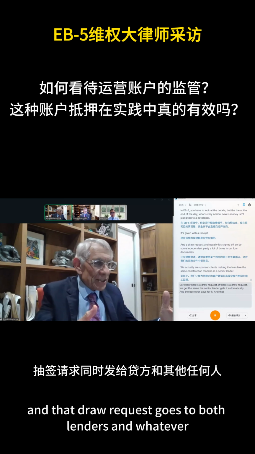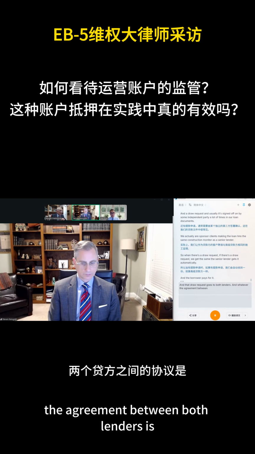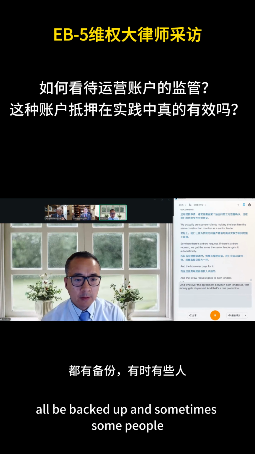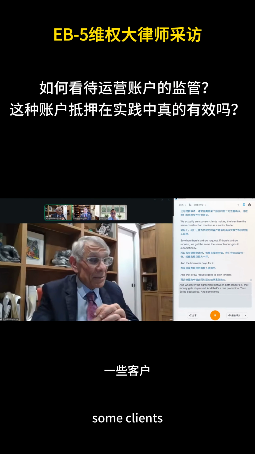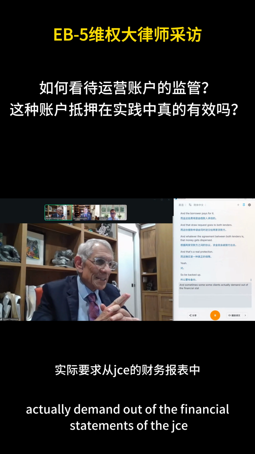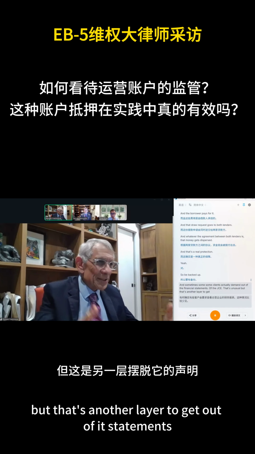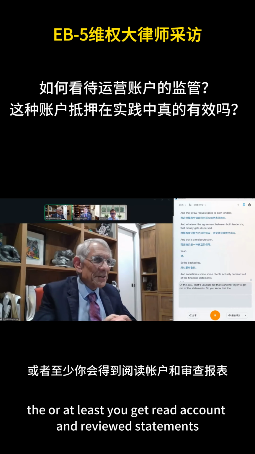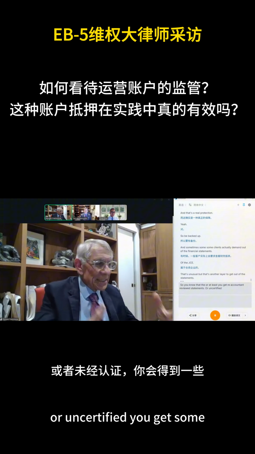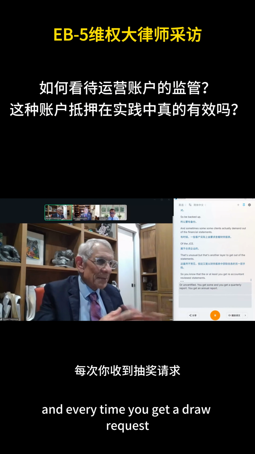That draw request goes to both lenders, and whatever the agreement between both lenders is, that money gets dispersed, and that's a real protection. And so it's backed up. Sometimes clients actually demand audited financial statements of the JCE. That's unusual, but that's another layer. Or at least you get accountant-reviewed statements or uncertified ones. You get a quarterly report, you get an annual report, and every time you get a draw request.